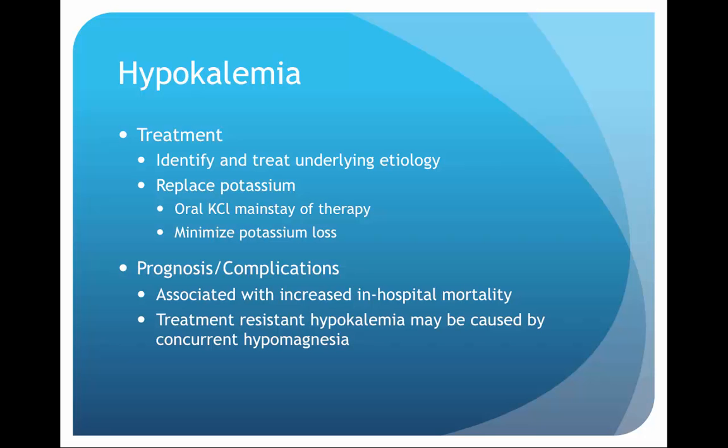It's important to minimize potassium loss, and you can do this by adjusting medications that have an effect on potassium, such as medications that affect the renin-angiotensin-aldosterone axis. Complications of hypokalemia: it is associated with an increased in-hospital mortality, and treatment-resistant hypokalemia can be caused by concurrent hypomagnesemia. As previously stated, magnesium can be a cofactor for potassium absorption. Thus, if you have magnesium deficiency, it can lead to an inability to maintain normal potassium levels. We will further discuss magnesium in upcoming lectures.